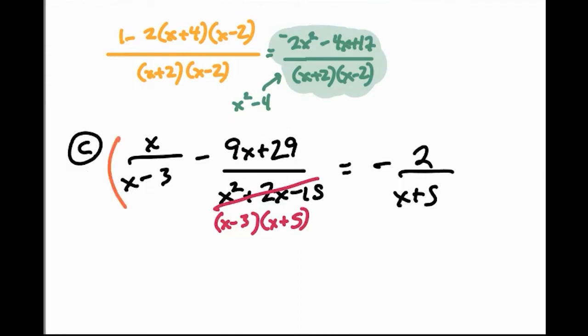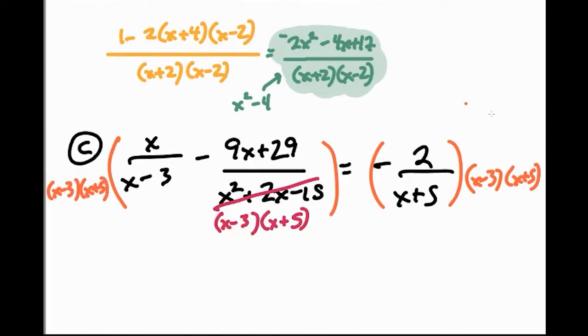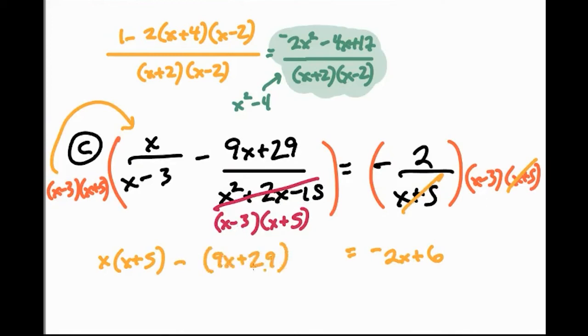So it's going to be x minus 3 times x plus 5, and this one is x minus 3 times x plus 5. Okay, basically we're just going to cancel everything out. So this cancels here, so you're left with negative 2x plus 6. Here, when you distribute to this, the x minus 3s are going to cancel, so you're going to have x times x plus 5 minus, when you multiply here, the denominator is going to completely cancel, so you end up with 9x plus 29. Now this is just a basic quadratic equation, stuff that you've solved in intermediate.